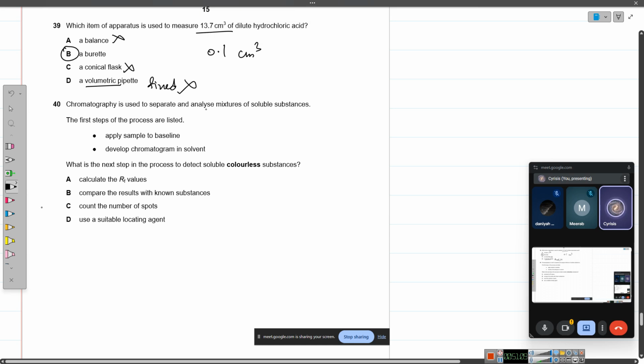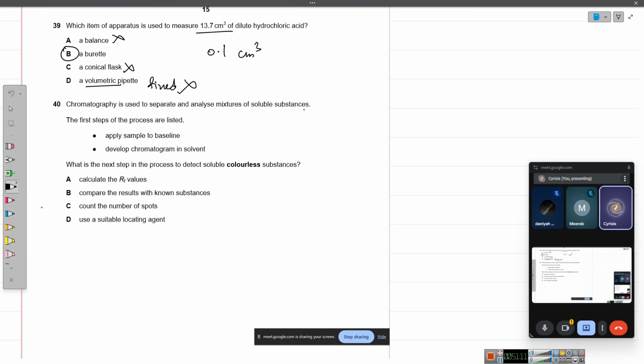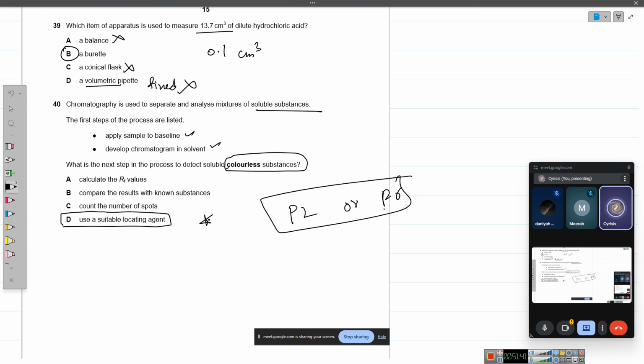Chromatography is used to separate and analyze mixtures of soluble substances, right? The first steps of this process are listed. Apply samples to the baseline, develop the chromatogram in solvent, right? What is the next step in the process to detect the soluble colorless ones? I told you for colorless, we haven't done this though, right? For colorless, we use a suitable locating agent, right? This is a sure question that comes in P2 or P6, right? It's a must question. They always ask this question, right?